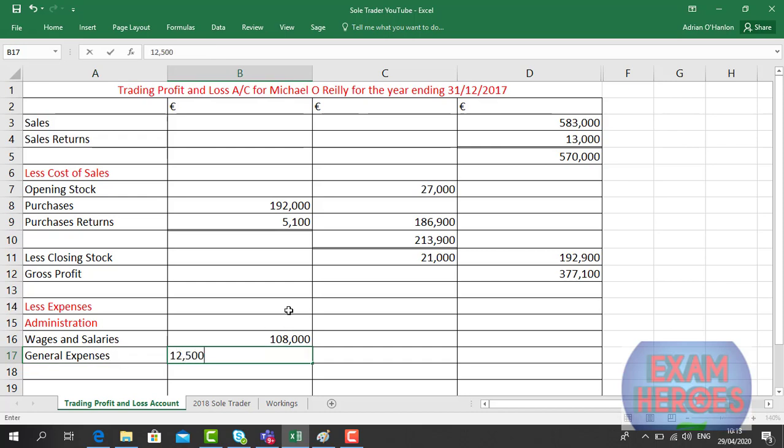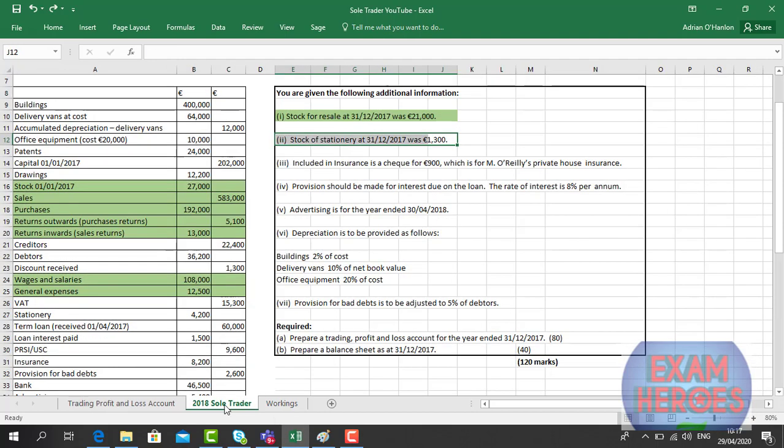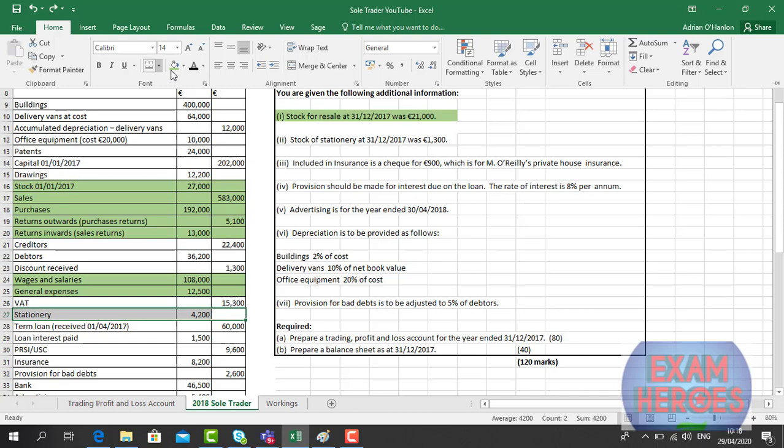€12,500. Okay, so next then we will look at our stationery of 4,200. Now just bear in mind, I can see up here that there is an adjustment needed for this because the stationery throughout the year, your staplers, your paper, your ink for your printer, etc., costs 4,200, but at the end of the year there was stock left over, so this stock will be used next year. So what I'll do is I'll just make an adjustment here.